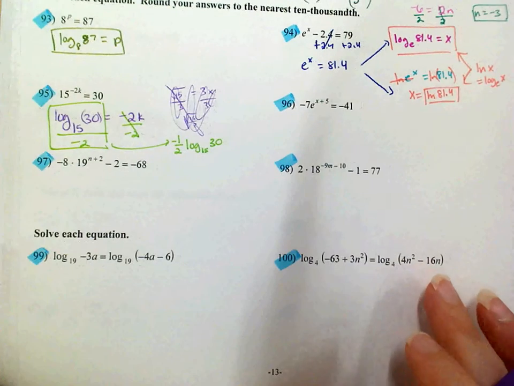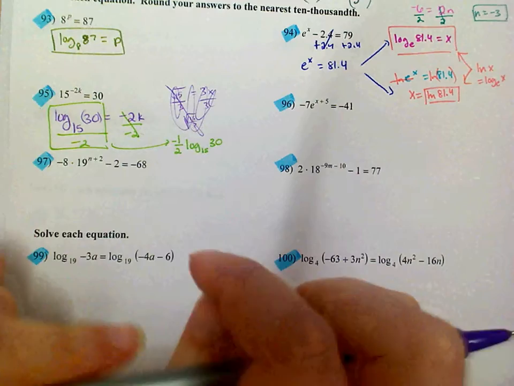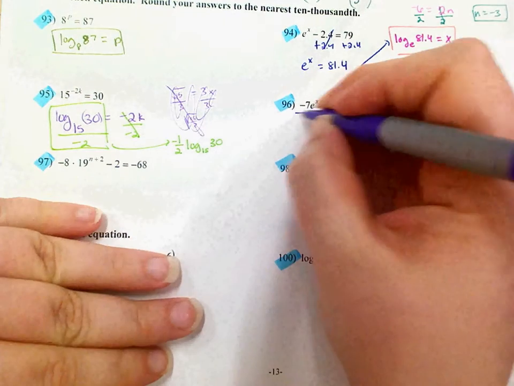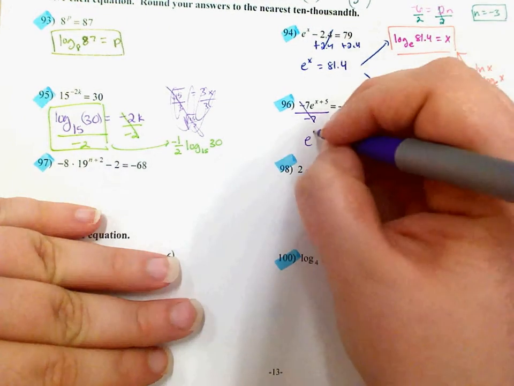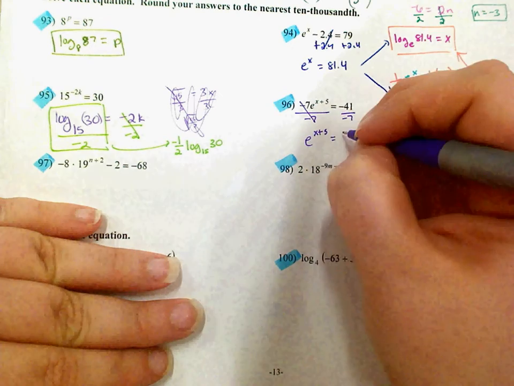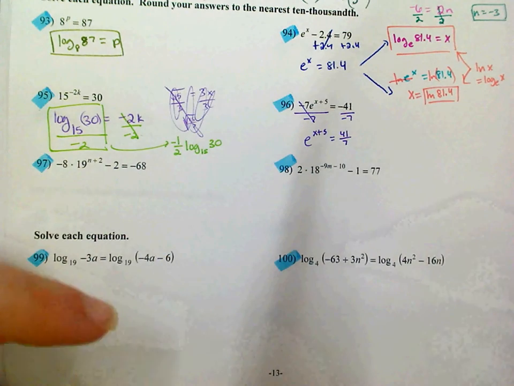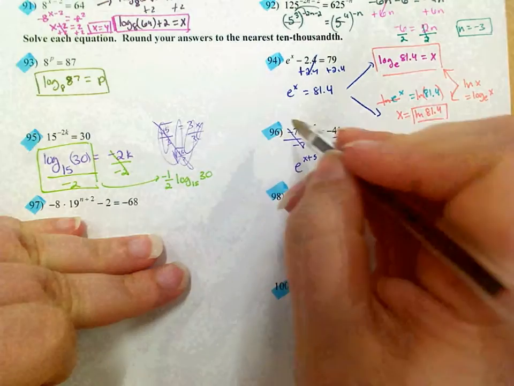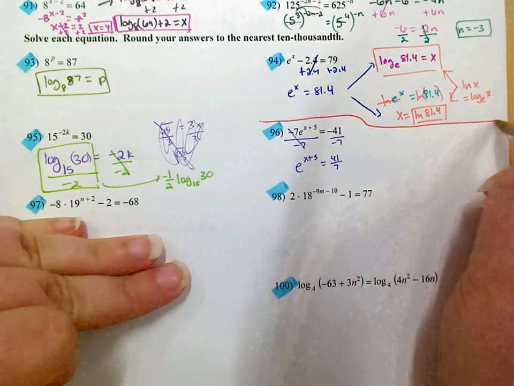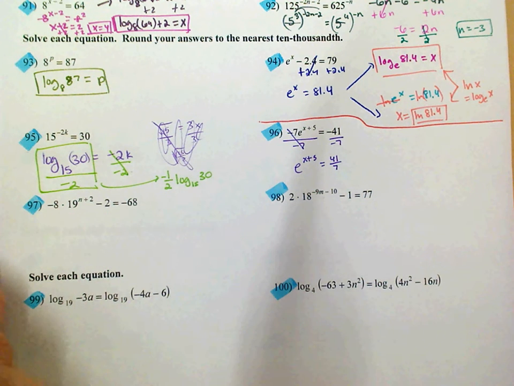96. The first thing I'm going to do is try and get the exponential alone, so I'm going to divide by that negative 7. So divide by negative 7, and I'm left with e to the x plus 5 equals 41 over 7. So we can work it one of two ways, kind of like the problem before. I can convert to a log, or I can use natural log. So I'm going to do it both ways.